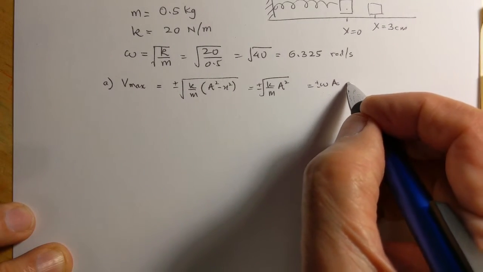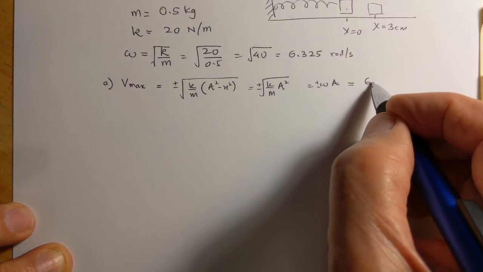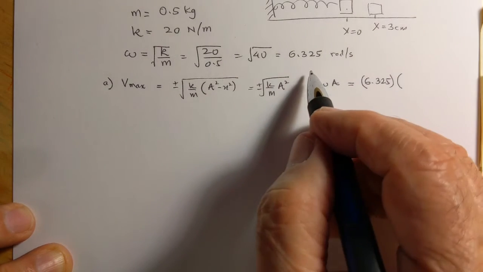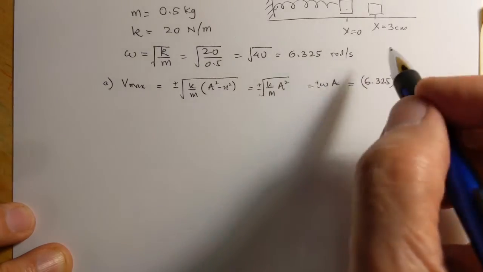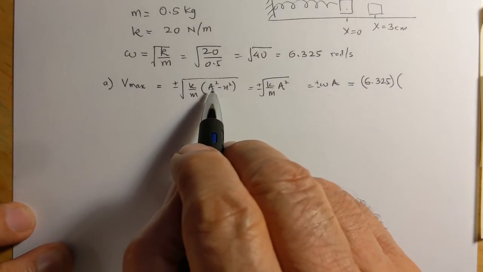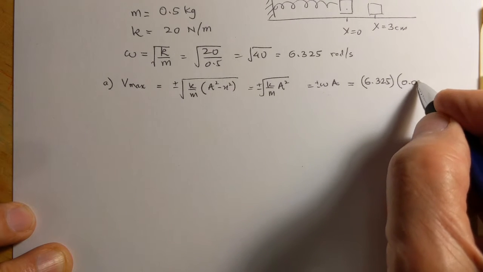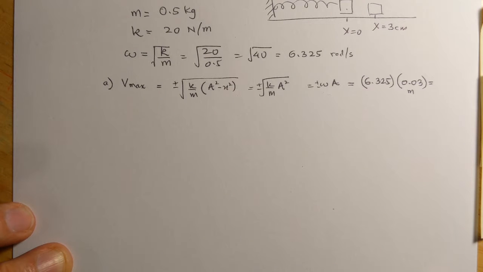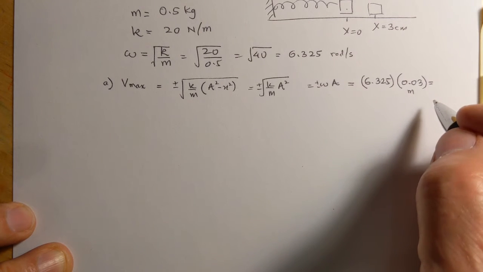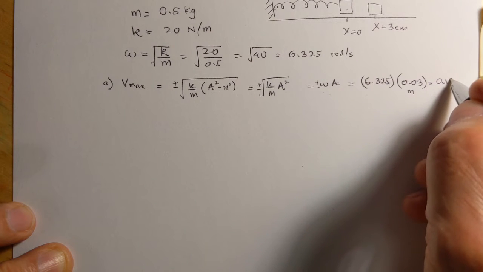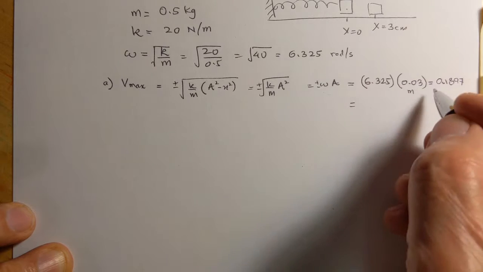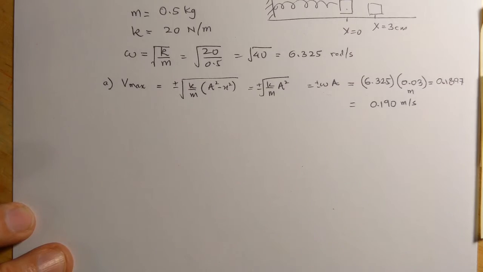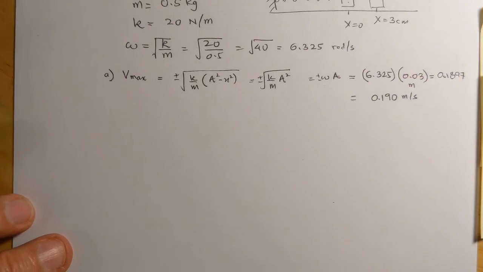And we can substitute these numbers right here. Omega is 6.325. Let's just take the positive, take the magnitude, and our a is 3 centimeters, so 0.03 meters, and that comes out to 0.1897 or 0.190 meters per second. So that's the speed with which it crosses the middle.